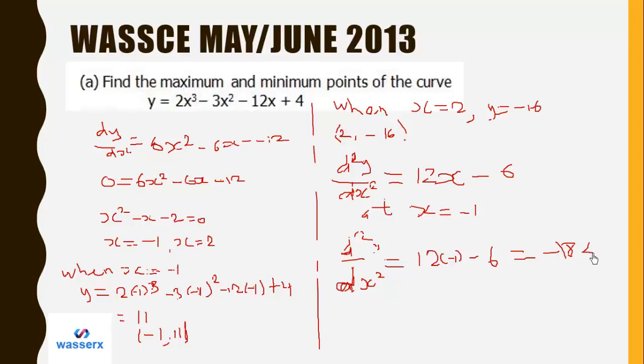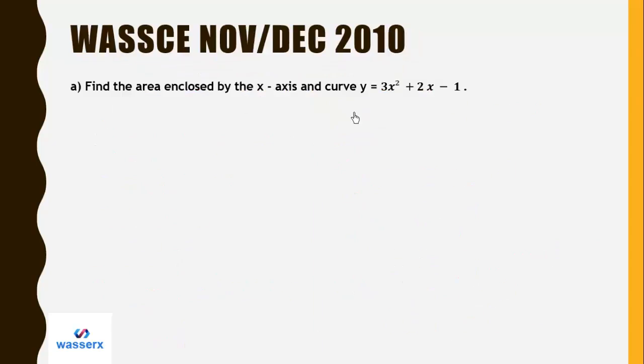Now negative 18 is less than 0, so it means the curve is concave downwards over here. If the curve is concave downwards, it's going to have a maximum turning point. So this turning point is a maximum turning point. That is negative 1, 11 is a maximum turning point. Then the minimum turning point is 2, negative 16. So we can use the same approach over there. We substitute in 2 into this. You realize that it is greater than 0.